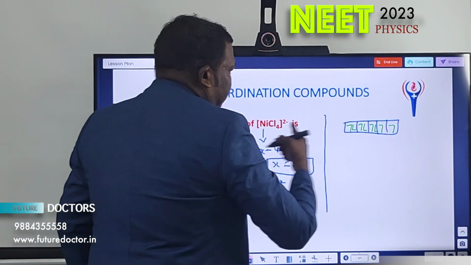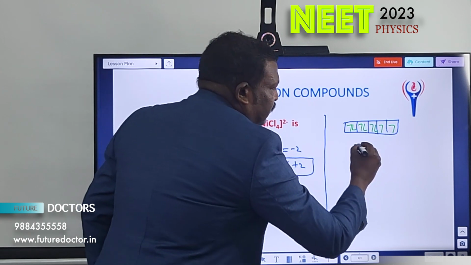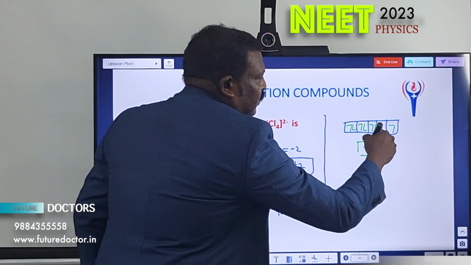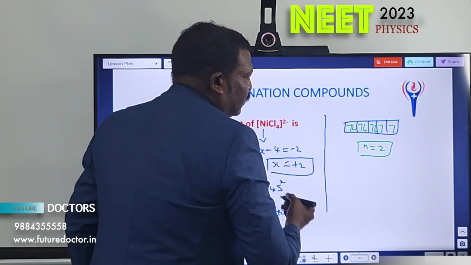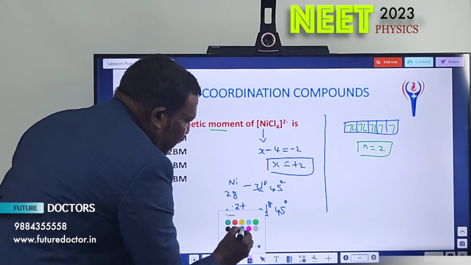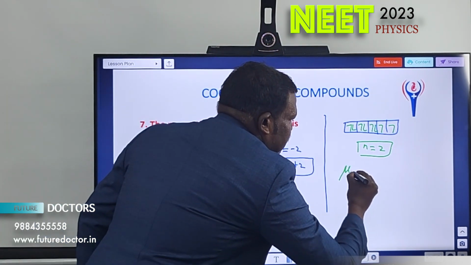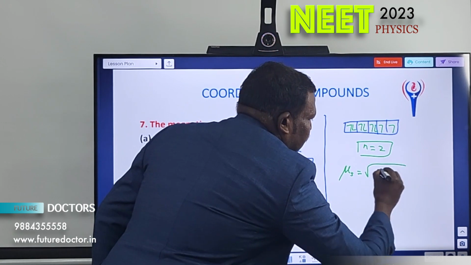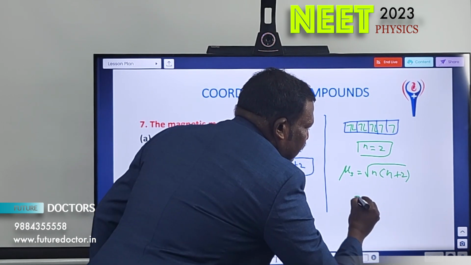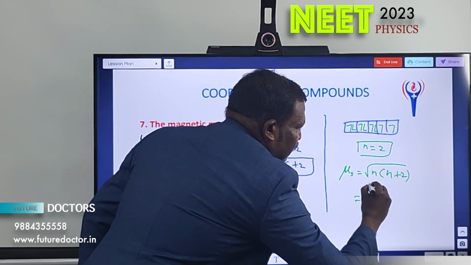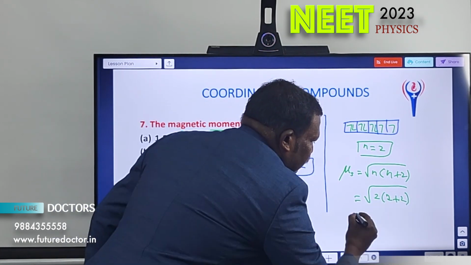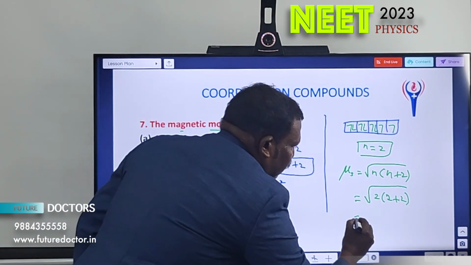First, we find the unpaired electrons. How many unpaired electrons do we have? n is equal to 2. We have 2 unpaired electrons. But they're asking to find the magnetic moment. What's the formula for magnetic moment? Mu s is equal to root of n into n plus 2. You put it here: 2 into 2 plus 2, so root 8.